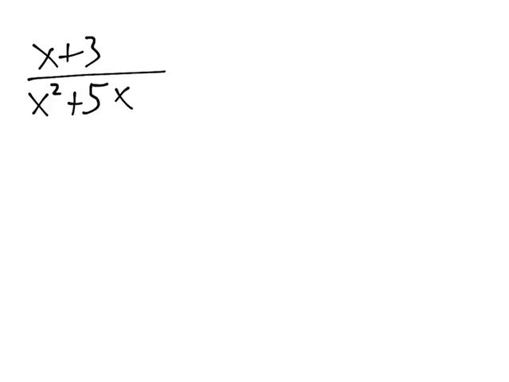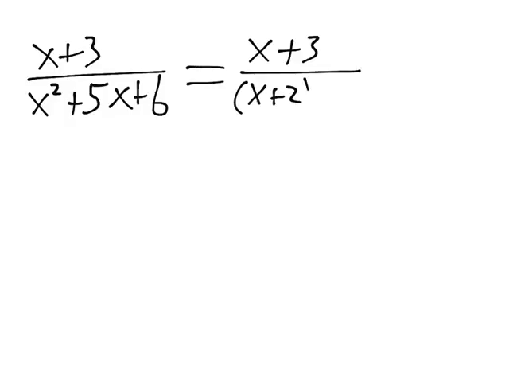Just like fractions of numbers, fractions of polynomials can be simplified. Say we have a rational expression (x + 3) divided by (x² + 5x + 6). The first step to simplifying an expression like this is to factor the numerator and denominator. So the numerator can't be factored, but the denominator is (x + 2) times (x + 3), since 2 + 3 gives us 5 and 2 times 3 gives us 6.